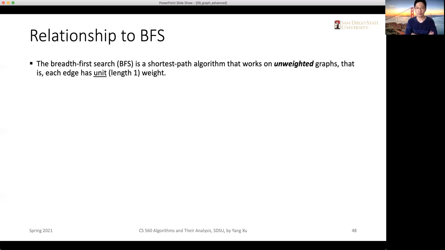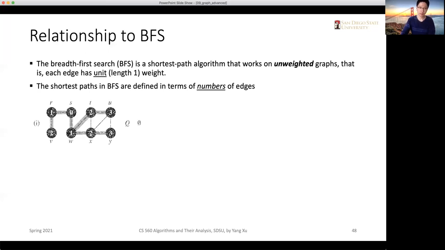But it's unweighted. That also means that all the edges have the same weight. We can think of it as a unit weight, right? Each edge has the same weight, which is length 1, for example. So the shortest path in BFS is actually defined in terms of the number of edges, right?